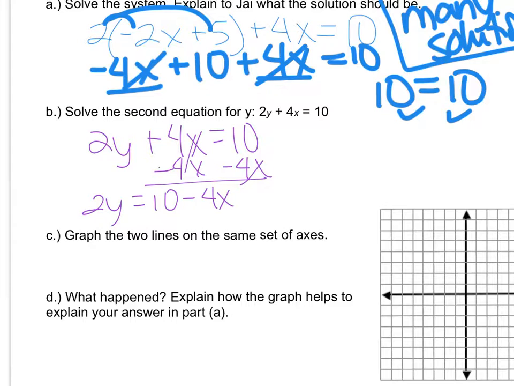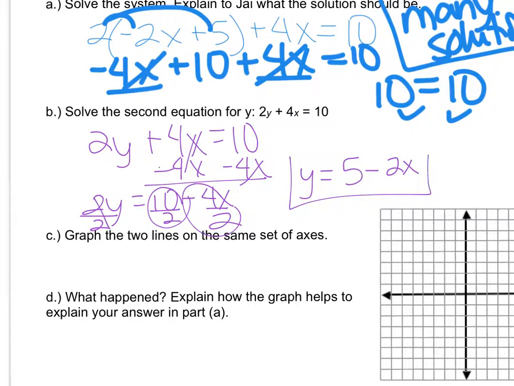10 minus 4x stays put. We can't subtract them because the 10 doesn't have an x. We're going to divide all three parts by 2. So y is equal to 5, because that's 10 divided by 2, minus 2x. Negative 4 divided by 2 is negative 2. So now we've gotten the y by itself.